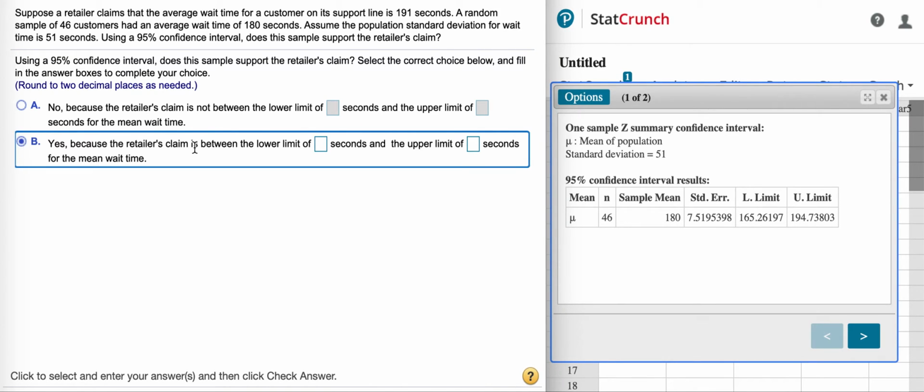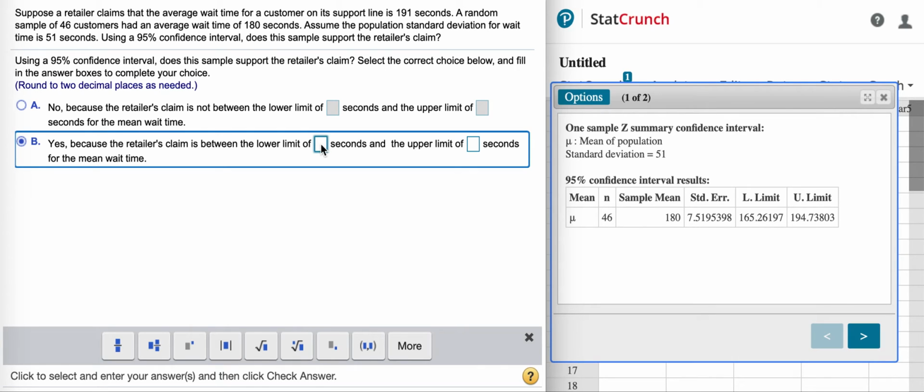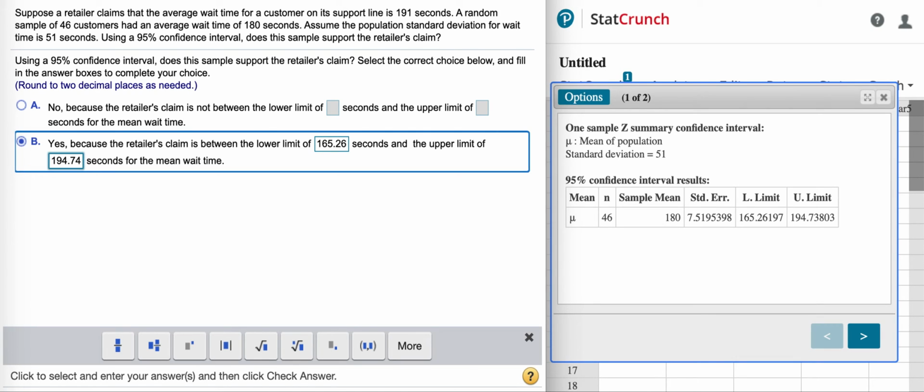So yes, because the claim of 191 is between the two endpoints, so we need to put the two endpoints in there, rounded to 2 decimal places. So this is 165.26 seconds with an upper limit of 194.74 seconds.